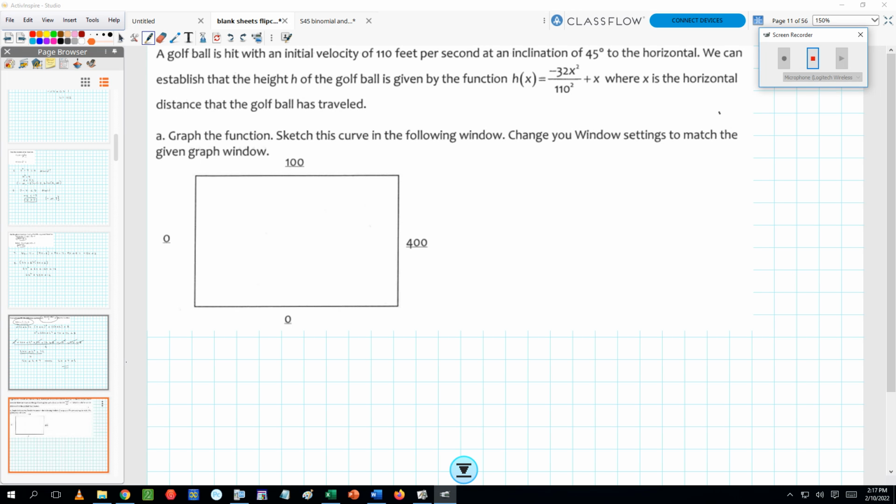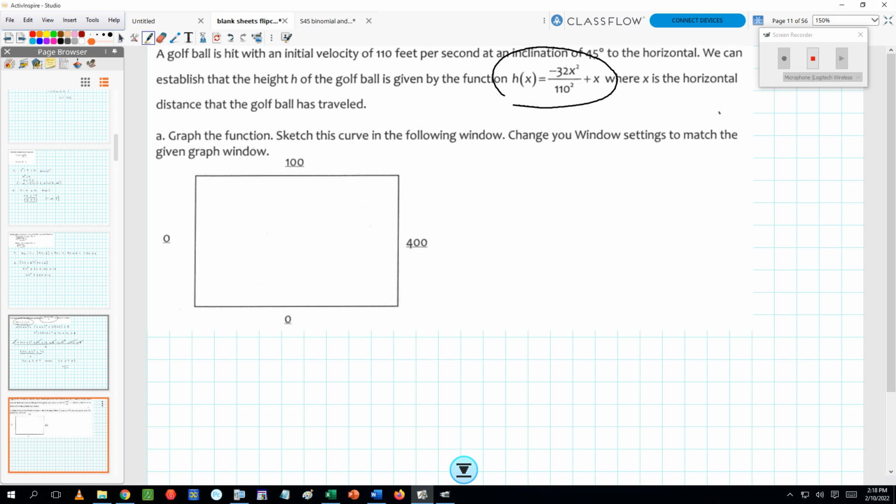Hey, let's work a quiz. A golf ball is hit with an initial velocity of 110 feet per second. That number is important. At an inclination of 45 degrees to the horizontal, that number is important. We can establish that the height of the golf ball is this function right here.